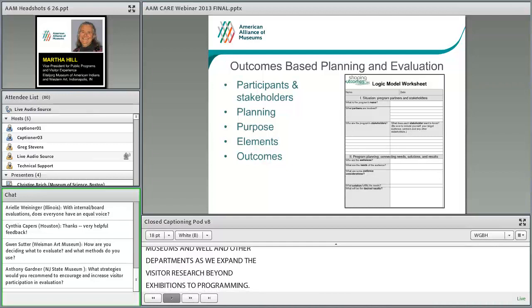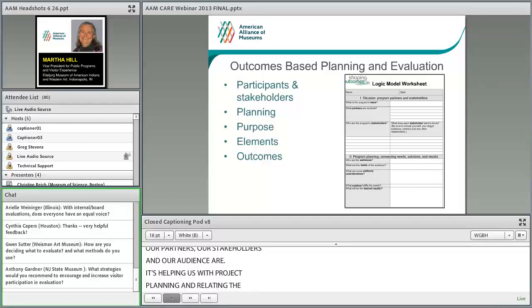We're actually seeing similar buy-in in other areas of the museum as well and in other departments as we expand the visitor research beyond exhibitions to programming. Matt mentioned use of logic models earlier, and we are now regularly using the shaping outcomes model. And Greg, I believe this entire model, the worksheet, has been added to the handout, correct? It has been. That's correct.